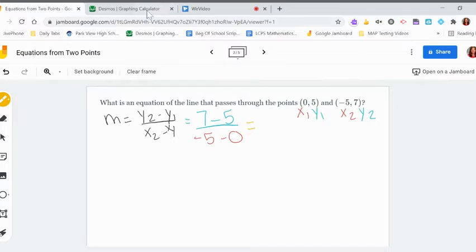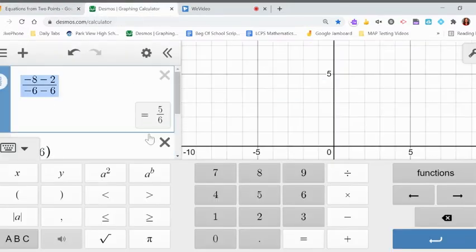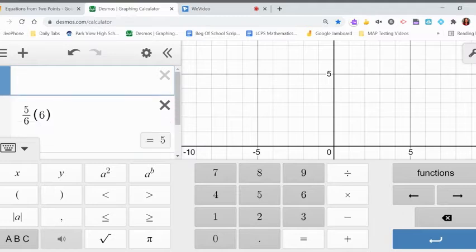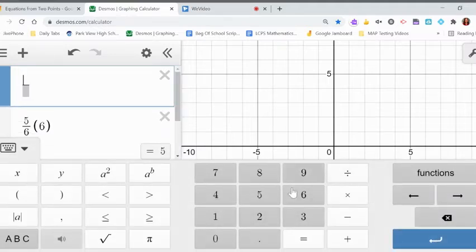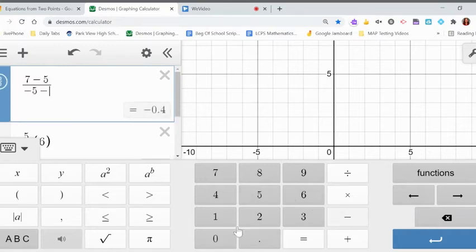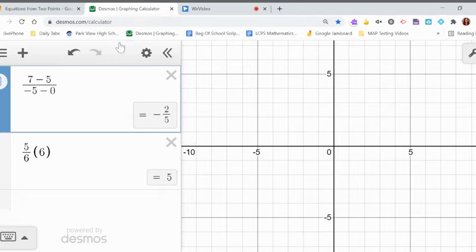7 minus 5, negative 5 minus 0. So I'm going to just delete this one. Okay. 7 minus 5 and negative 5 minus 0. Again, I get a decimal, so I'm going to change it to a fraction. Negative 2 over 5.